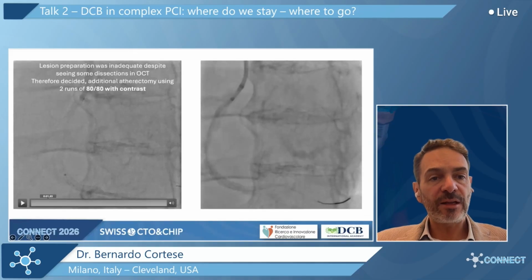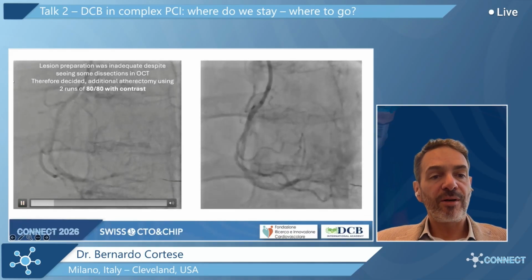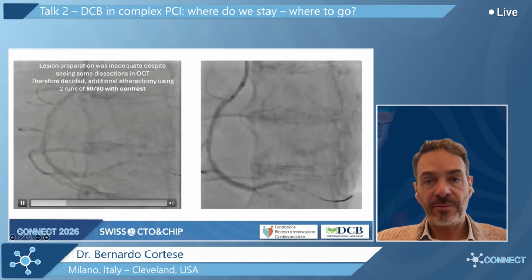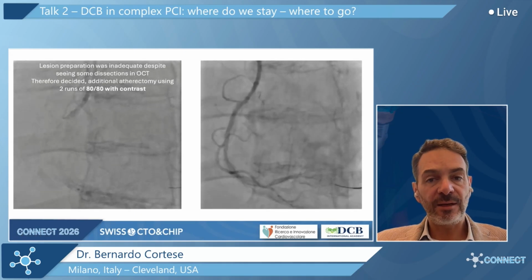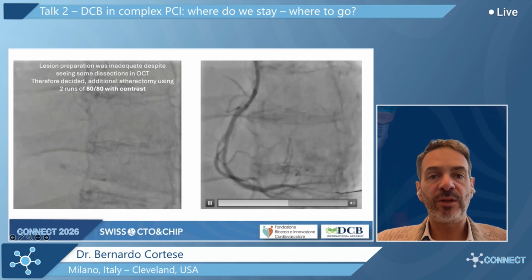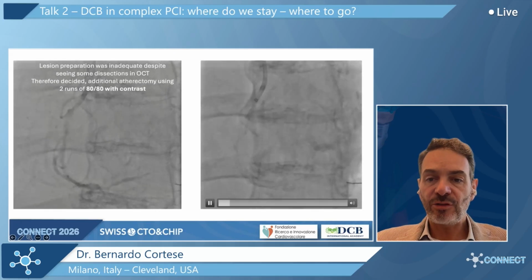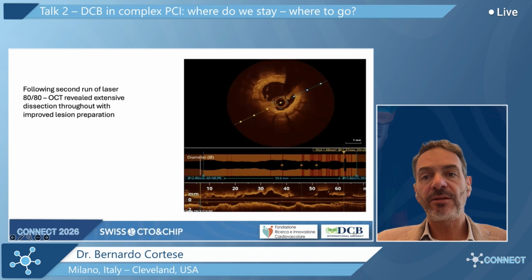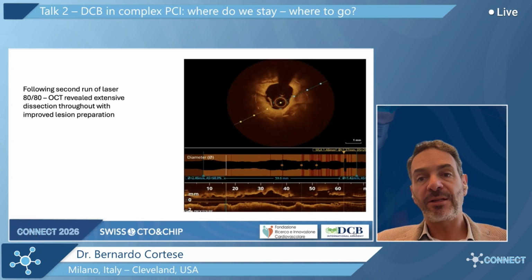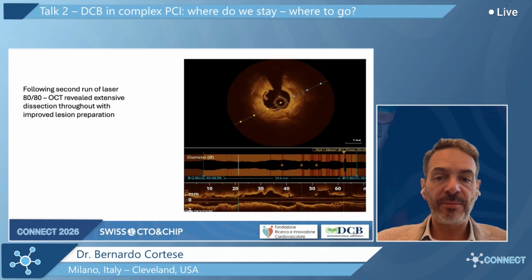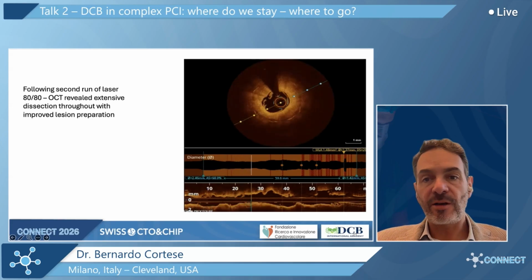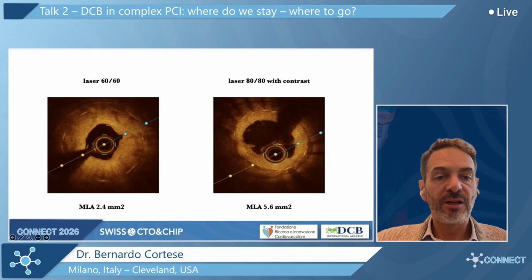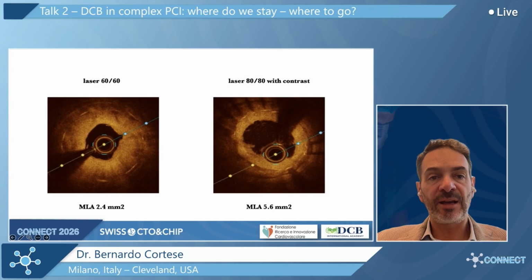So this is why we decided to go, again, with more laser, and we did this at 80-80 with contrast. So maximum that we can achieve with this catheter. And this is the angiographic result after laser, which is improved. And then again, you have to repeat the OCT, which should guide you in the complex lesion setting if you want to pursue a DCB result in your ISR or severely calcified lesions. And interesting, the MLA from 2.4 did increase to 5.6 in the ISR segment.